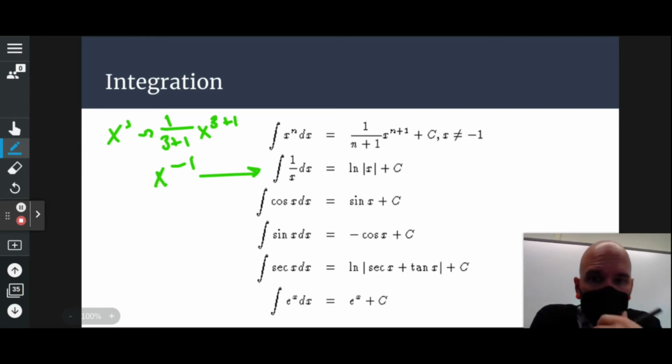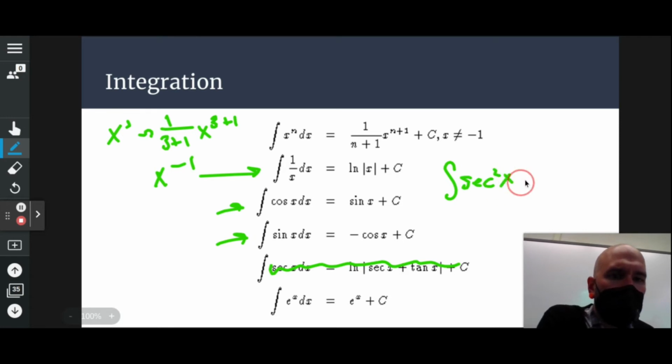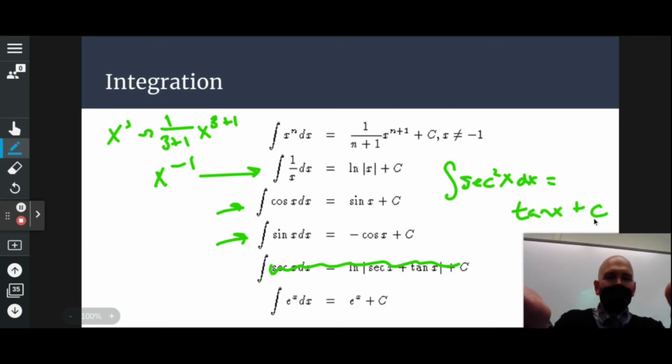The integral of cosine is sine. The integral of sine is negative cosine, the opposite of the derivative. Don't worry about this guy right here. Just worry about the integral of secant squared x is tangent x. And if you're like, those plus c's, what are those? What are those?